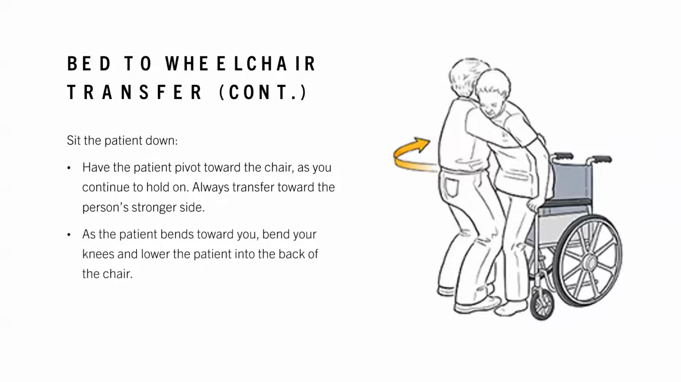Finally, sit the patient down. Have the patient pivot towards the chair. As you continue to hold on, always transfer towards the person's stronger side. Okay? As the patient bends towards you, bend your knees and lower the patient into the back of the chair. Okay? If can, try to give instruction to the patient to use their hands to feel for the armrest so that they can gauge the distance of the wheelchair and actually know when to sit lah.